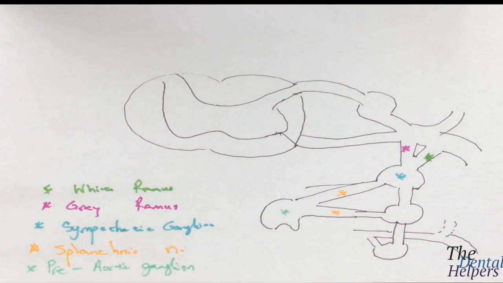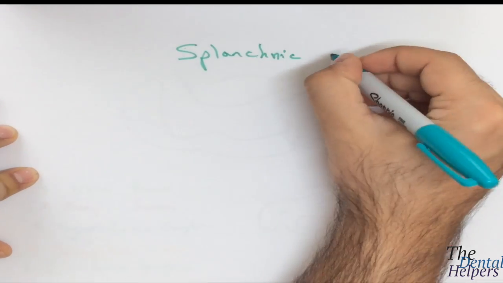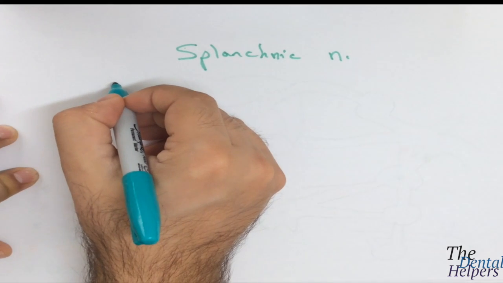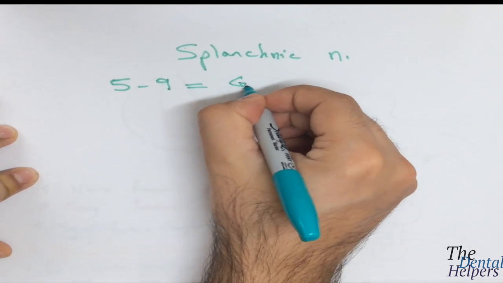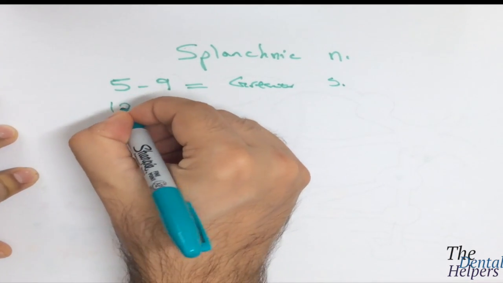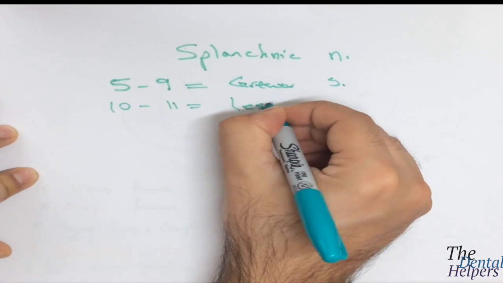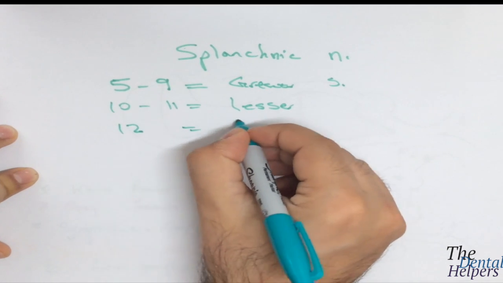So we have 3 different things that we need to know. Based off of where this is going to arise, in terms of the splanchnic nerve, we have 3 different things that can happen. So for the splanchnic nerve, if we're going down the chain in the regions of 5 through 9, this is known as the greater splanchnic. If it's going from 10 to 11, it's the lesser, and 12 is the least.